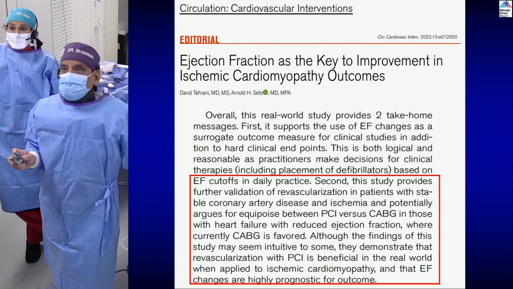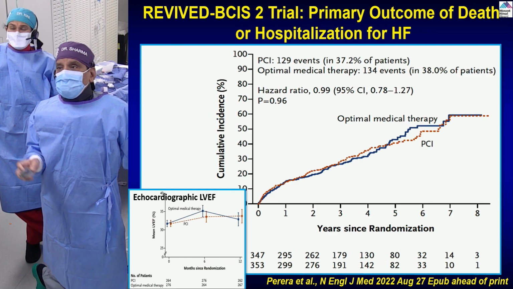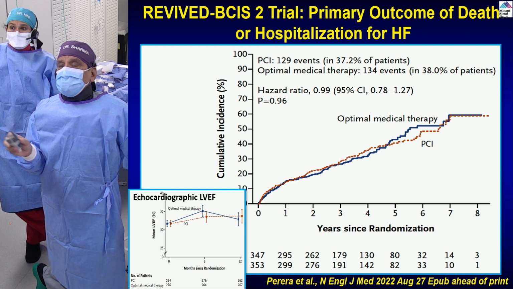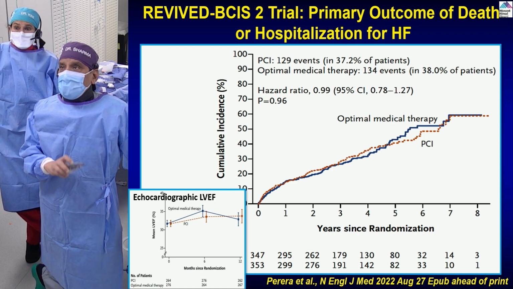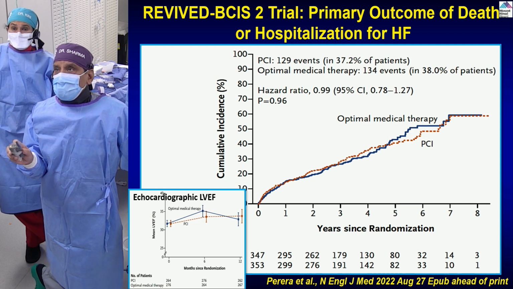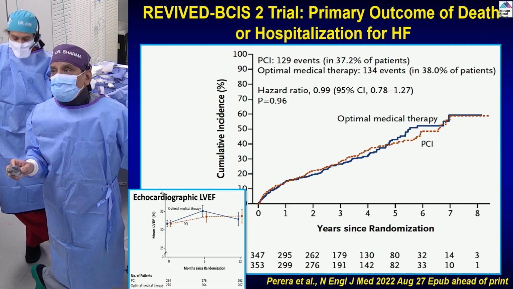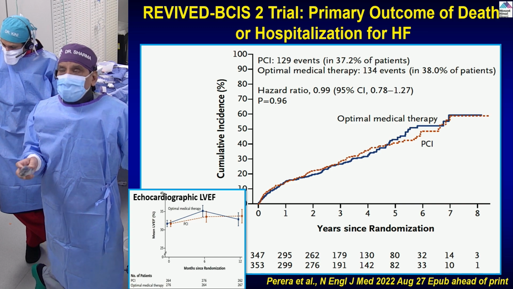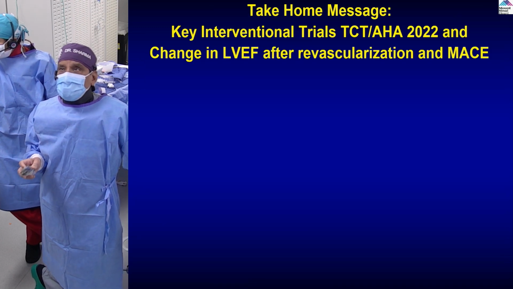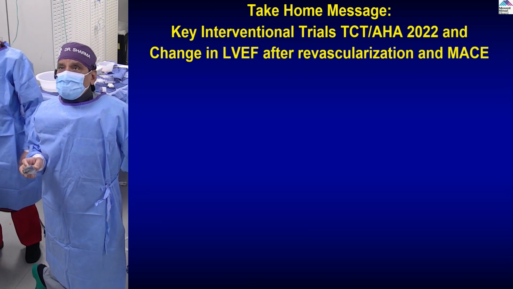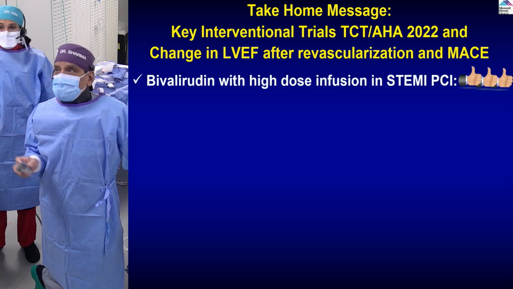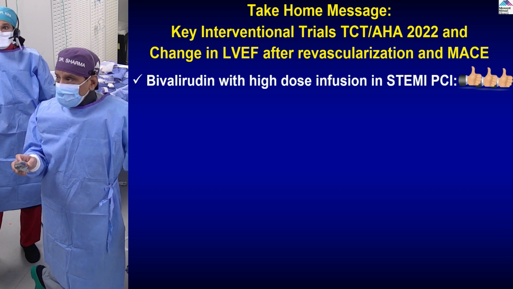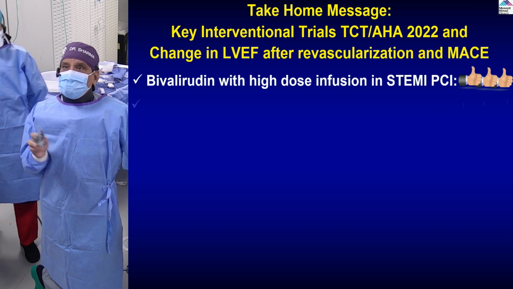And this comes on the heels of a nice editorial on our review of the REVIVED BCIS2 trial, where there was no difference in EF after PCI, no difference in overall mortality at 5+ years. So still, this field continues to evolve. So let me just complete it. Take-home message of our intervention trials and change in EF. Basically, bivalirudin with high-dose infusion in STEMI, three thumbs up. After a long time, we had a very, very positive trial.